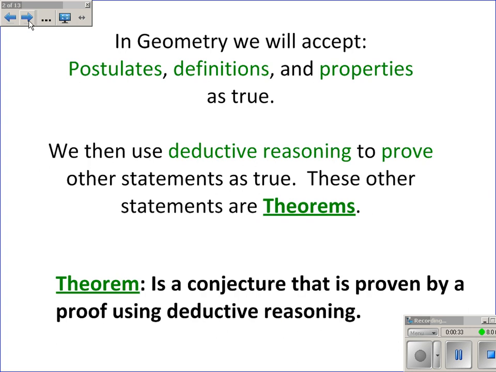I mentioned this in the last video, but let me reemphasize that in geometry, we will take certain postulates and definitions and properties as true. Okay, we'll accept them as fact, and then we will use deductive reasoning to prove other statements as true. These other statements we will call theorems, and a theorem is simply a conjecture that has been proven true by using deductive reasoning. So we will use these postulates, definitions, properties. We will use other theorems that we've proved, and using deductive reasoning to prove new statements.